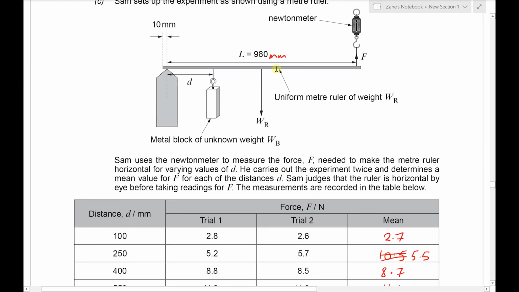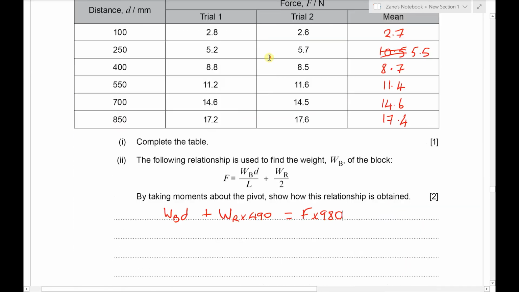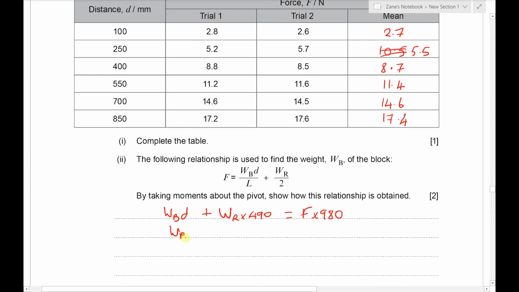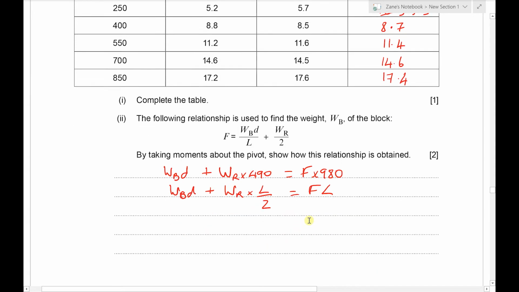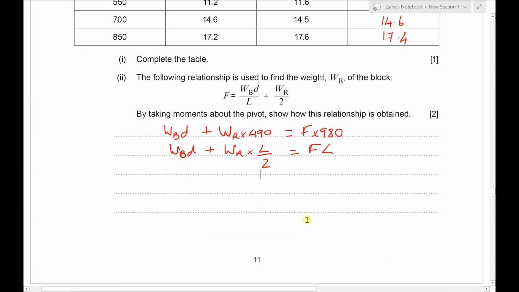Now here, L, the 900 millimeters is L. So let's rewrite that slightly. So if the 900 millimeters is L, 490 millimeters is half of L. Just going to rearrange for F. So dividing both sides by L, we're going to get WBD over L here, plus WR over 2 here, because the two L's would cancel.